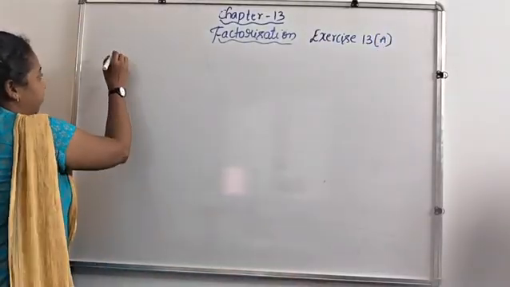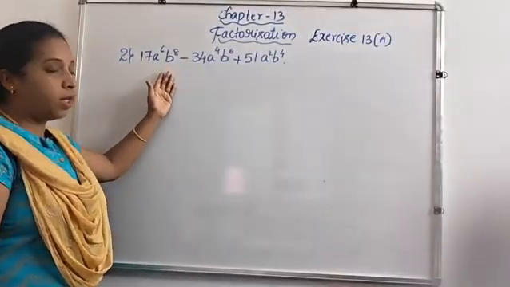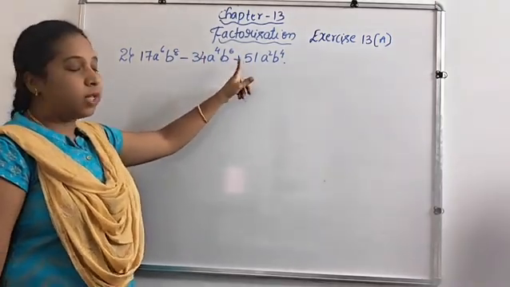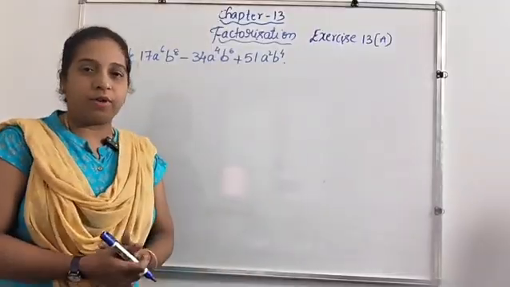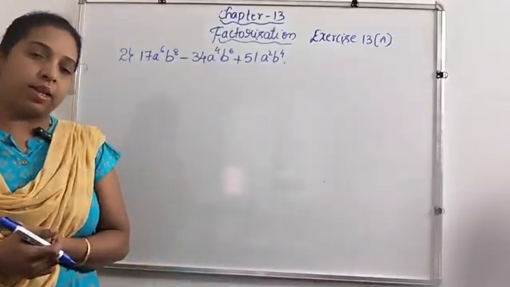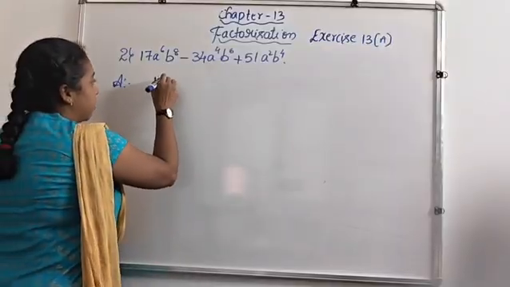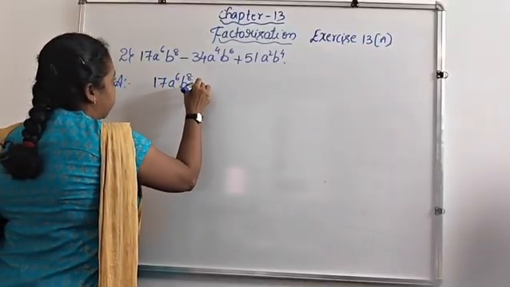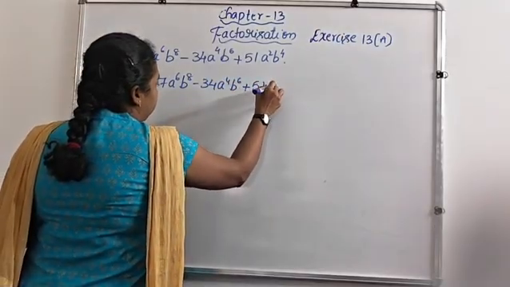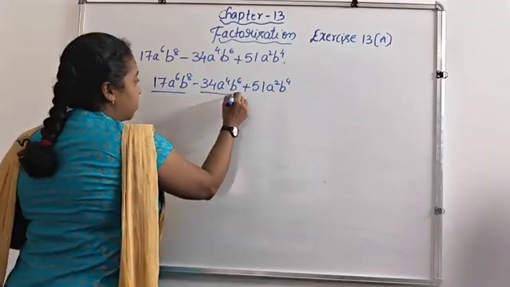Second question. The second question is 17a to the power of 6 b to the power of 8 minus 34a to the power of 4 b to the power of 6 plus 51a square b to the power of 4. Now there are three terms. Three terms means we take a common factor. Yes, there are three terms.